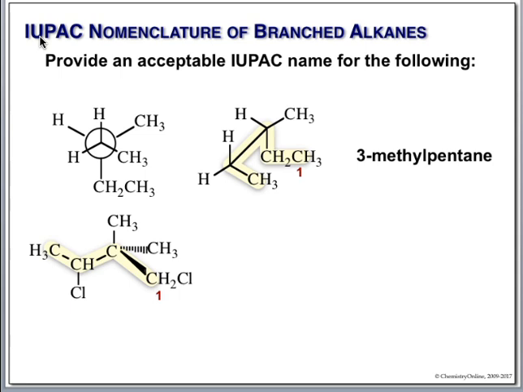So we're going to have a 1,2,3 dichloro. So 1,3 dichloro. And on carbon 2, we have 2 methyls. Still a butane. And that would be 1,3 dichloro, 2,2 dimethyl as a butane. That's how you manage to name organic compounds.